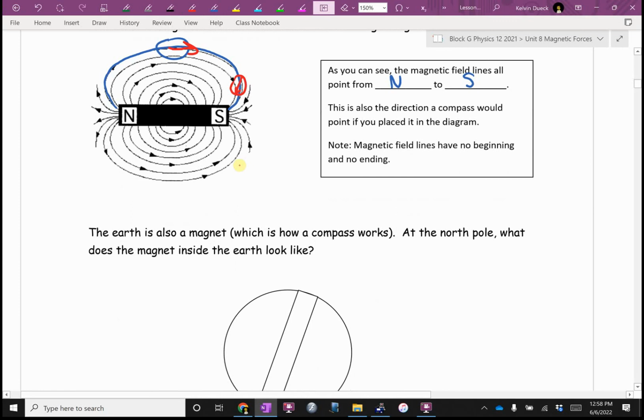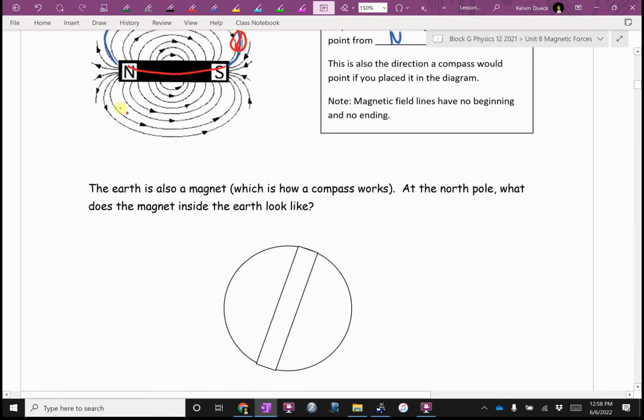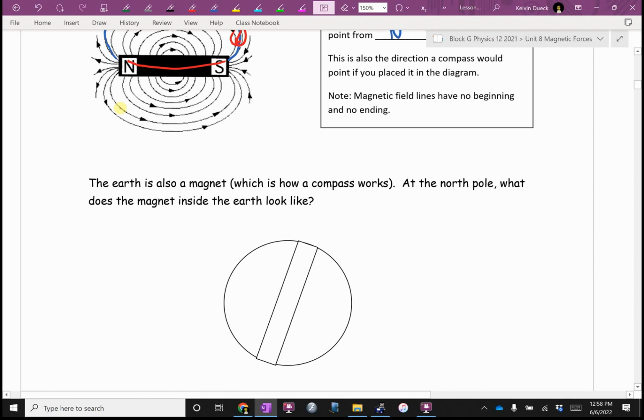Magnetic field lines have no beginning and no ending. You can't isolate them, unlike electric field lines, which started on a positive or ended on a negative. Magnetic field lines would continue going and come out the other end. The Earth is also a magnet, which is how a compass works.